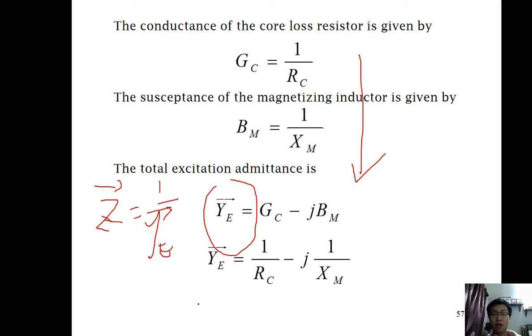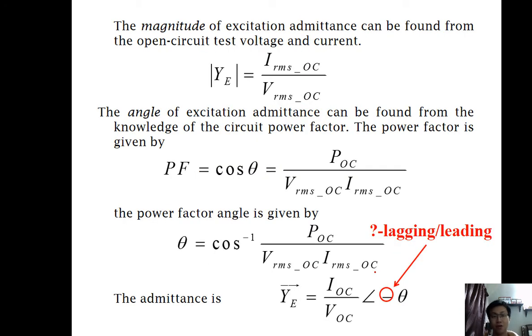Sorry, the explanation starting from here is actually for us to do the calculation more easily later on and for better understanding. Then I input this to here, and this is the final equation for YE. Then the magnitude. Remember, we have two things: one is the magnitude, one is the phase. The magnitude is I over V. We know Z equals V over I, right? This is the same, this is I over V, the magnitude.